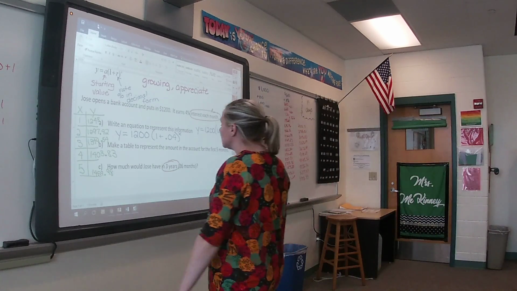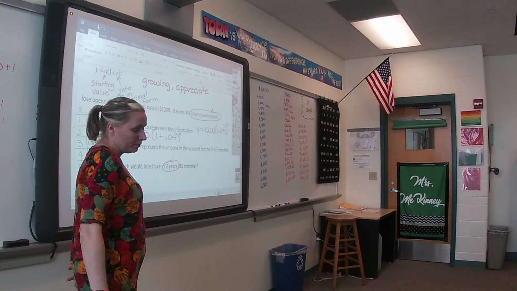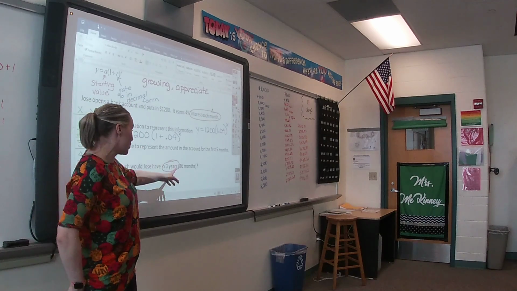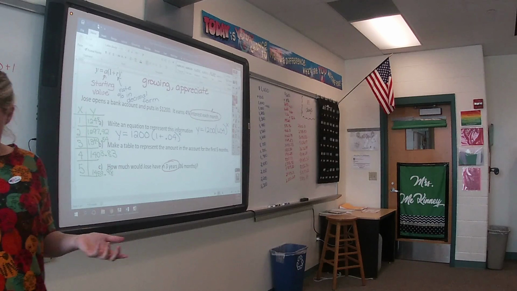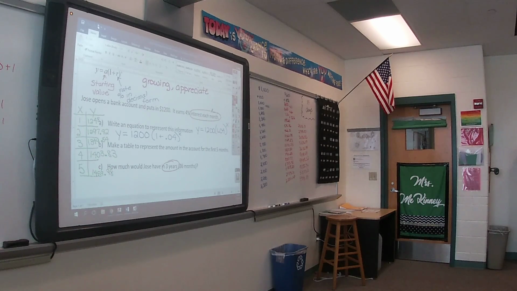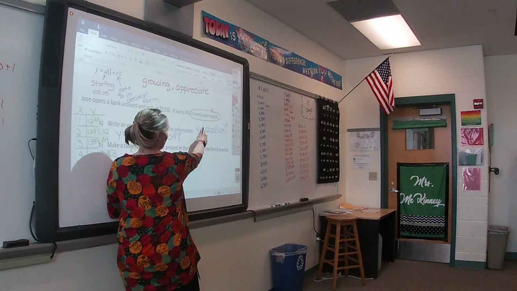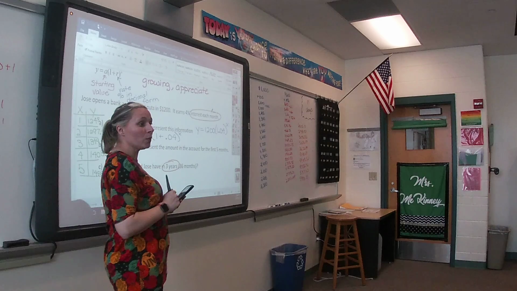So how many months are in a year? 12. So if it's 3 years, it's going to be 36 months. So we would need to plug in an x value of 36. Okay, so let's see if we plug in an x value of 36 into the original equation that we wrote. Just like we were with the table.